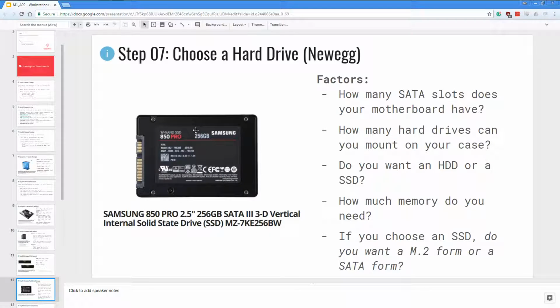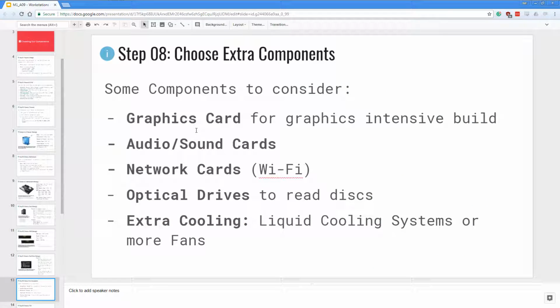And we got it in SATA form so that we can just install it onto our case. Then after we chose all those main components, we can choose some extra components. Do we need a graphics card? Then we can get a graphics card.